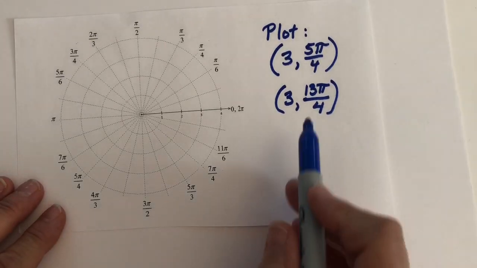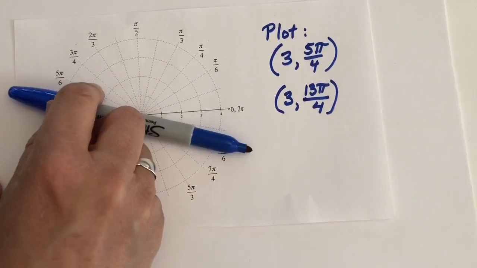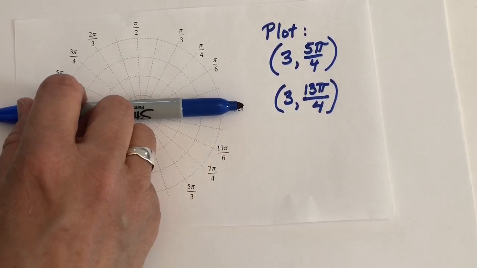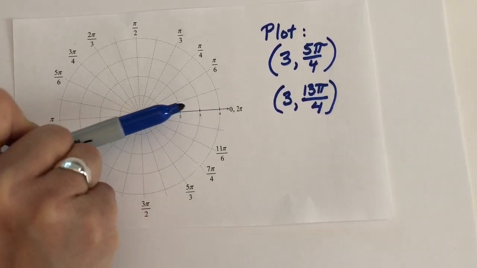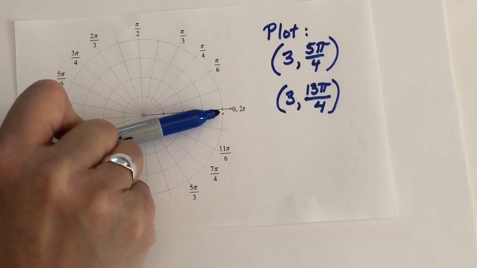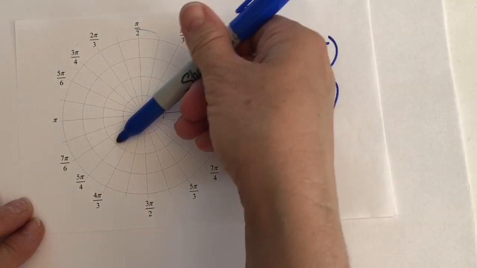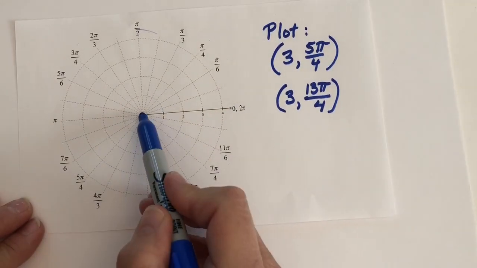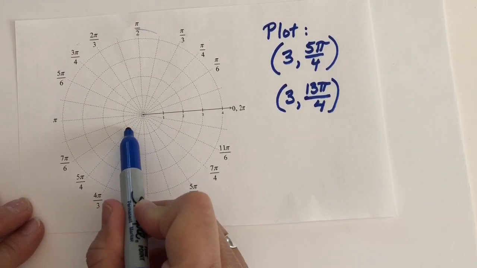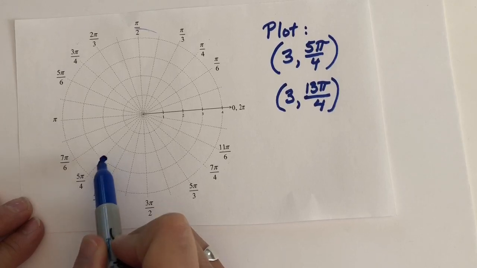So we're going to plot the point 3, 5 pi over 4. So again, I'm starting here. And remember, this is the polar axis here. We're looking at that 0 angle, and we're turning to 5 pi over 4. So I'm looking in this direction, and we're going to travel 3 units from here. I'm just going to have this be 1, 2, 3. So here's the point.